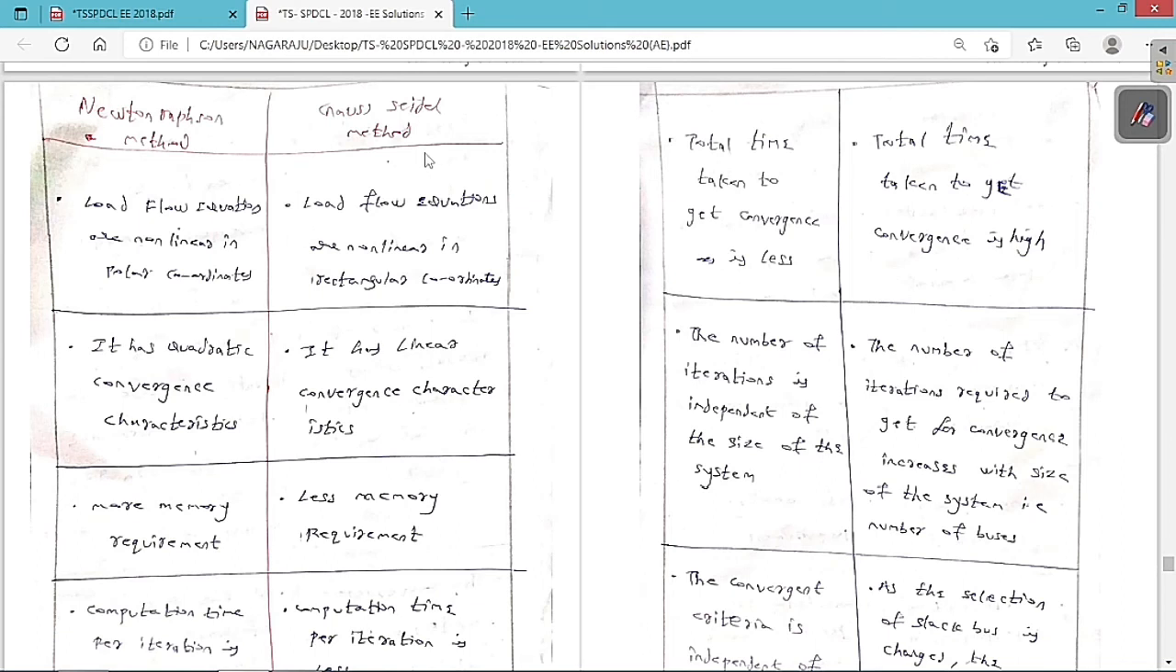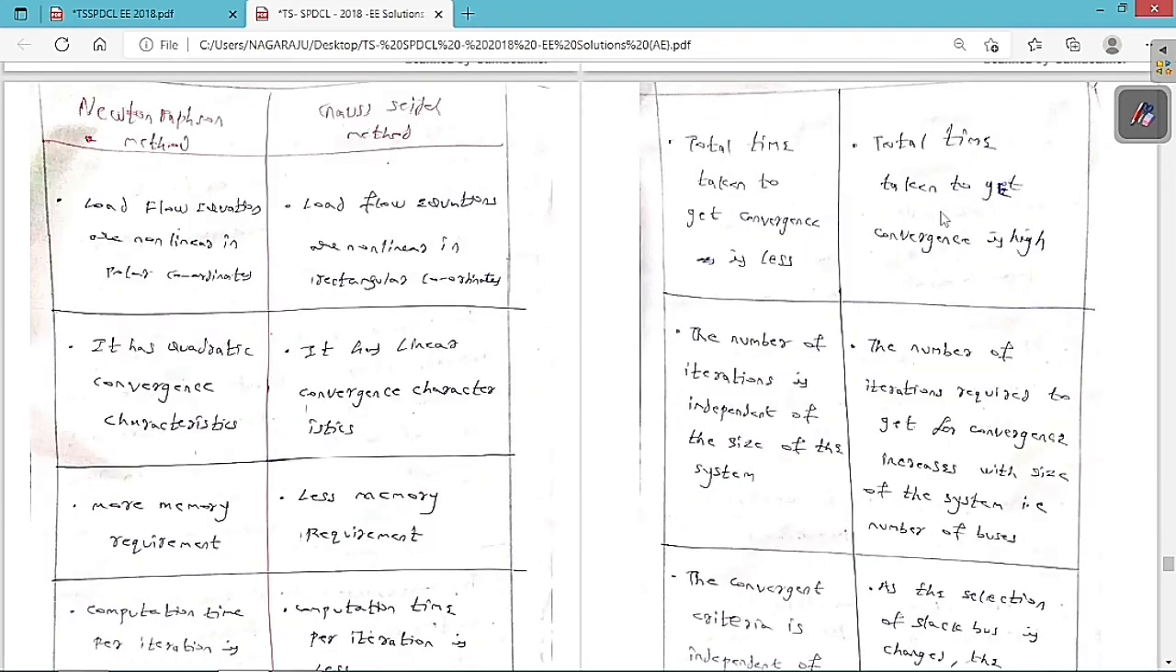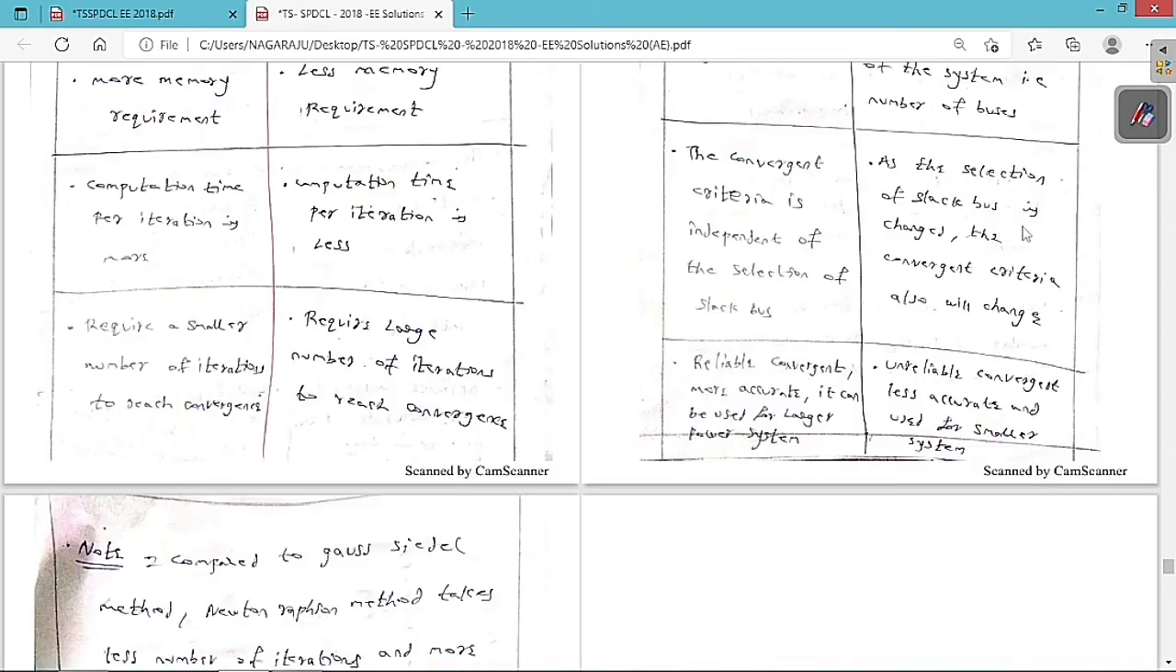Now we will discuss some important points regarding the Gauss-Seidel method. See, load flow equations are nonlinear in rectangular coordinates. It has linear convergence characteristics and less memory requirement, and the computation time per iteration is less, but it requires a large number of iterations to reach convergence. So the total time taken to get convergence is much higher, and the number of iterations required increases with the size of the system, that is, the number of buses. As the selection of the slack bus changes, the convergence criteria also changes. It is very unreliable, less accurate, and is used for smaller power systems only.